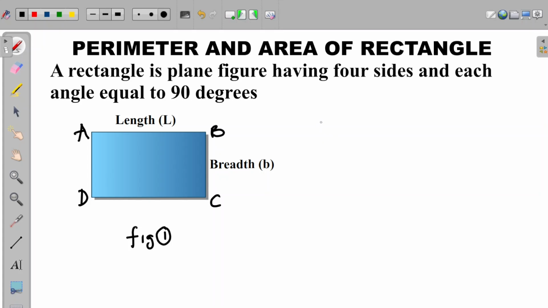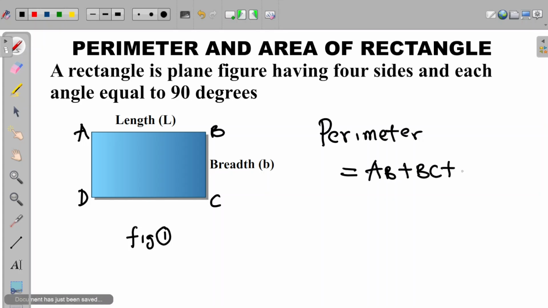So therefore, the perimeter of a rectangle is equal to the sum of all the lengths that bound the rectangle. So we have length AB plus length BC plus length CD plus length AD. From our figure, AB is length and BC is breadth. Also, DC is length and AD is breadth.